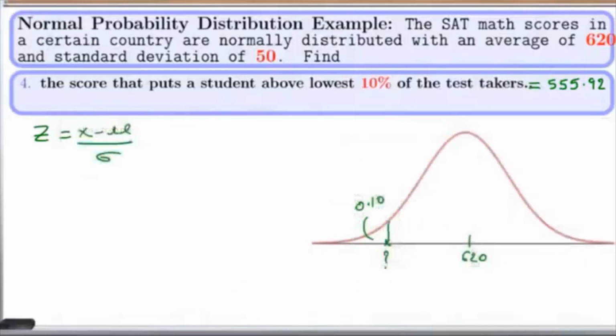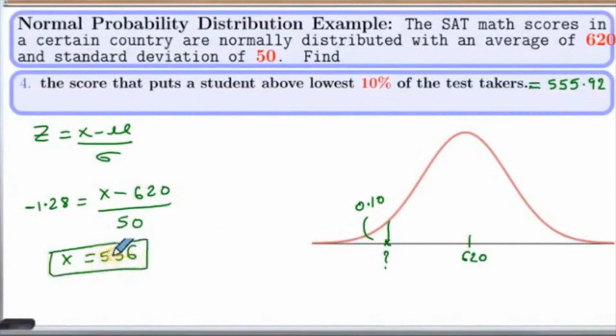Okay. So let me put that in our formula, which is negative 1.28. This is what we are trying to find. Our mean is 620 and our standard deviation is 50. Now we need to solve for x, and solving for x, we get x equals 556. And this is approximately equal to what we got using the calculator.